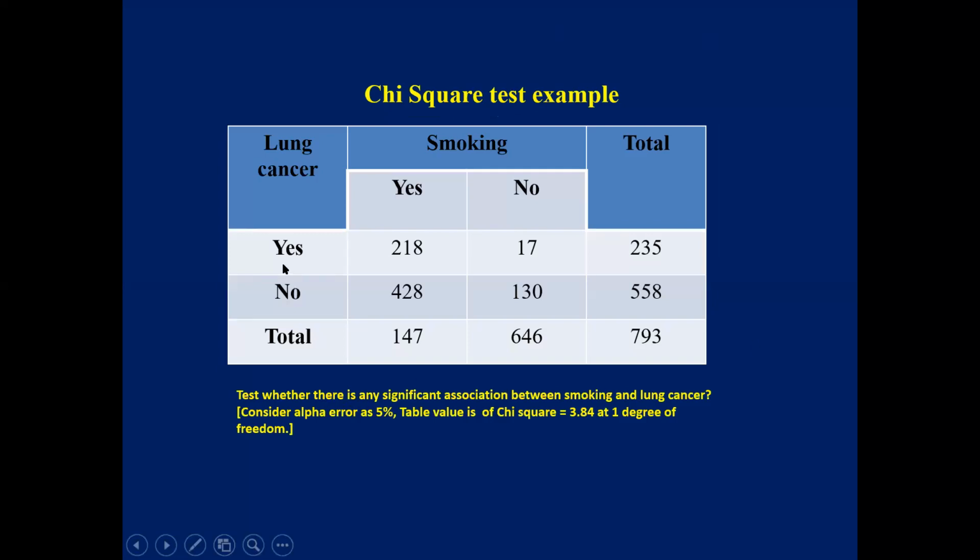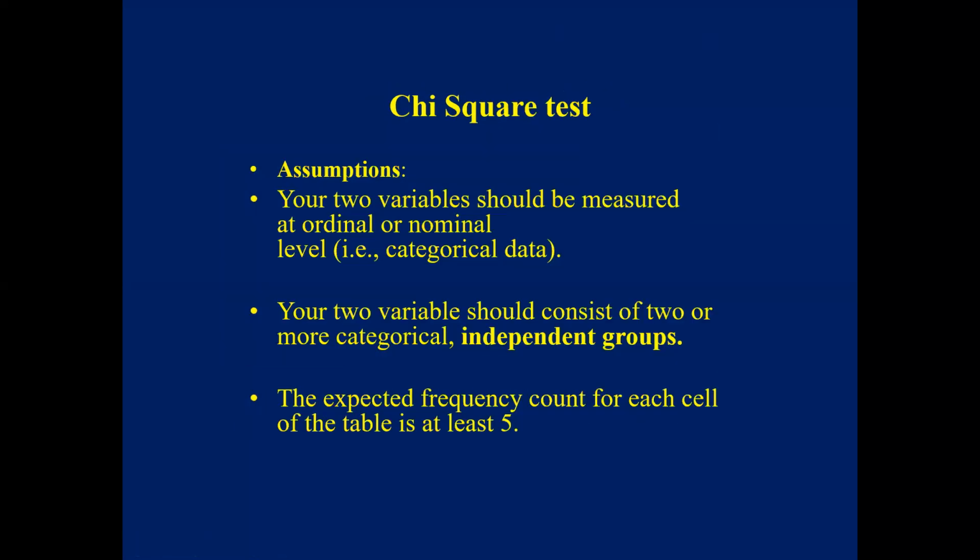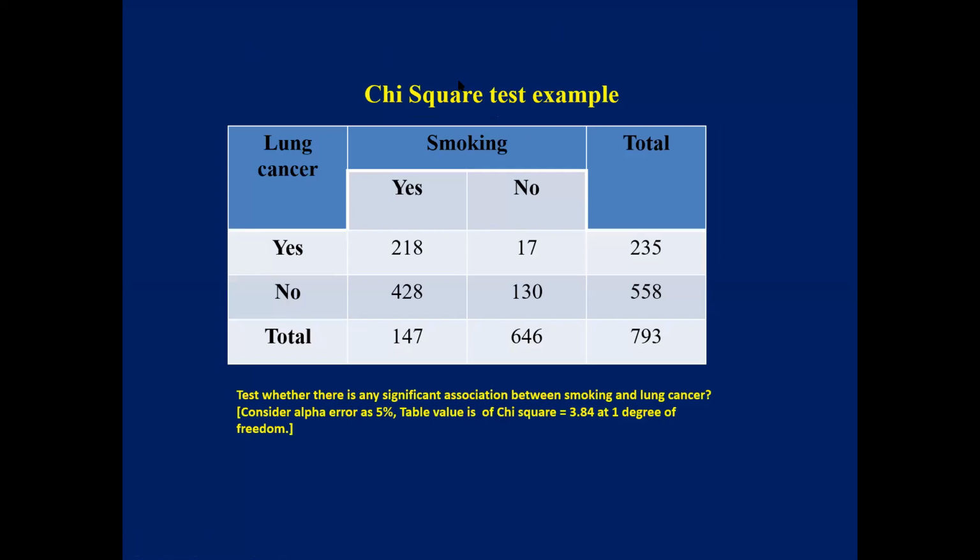So if you see this data, hope you can see it. This is an example where we have two variables. The independent variable is smoking, and the dependent or outcome variable is lung cancer. Both are categorical data, and we want to find the association. If you first look at the data, you can see the frequencies in each cell, and none of the frequencies are less than 5. That is one thing you should check first, because it's a large data set and there's no chance of anything being less than 5.